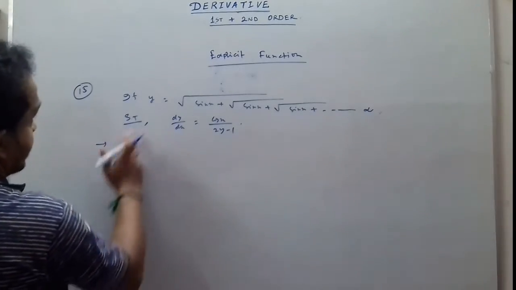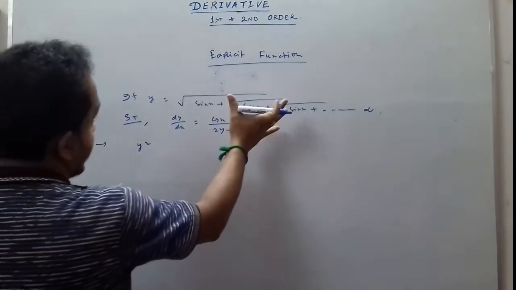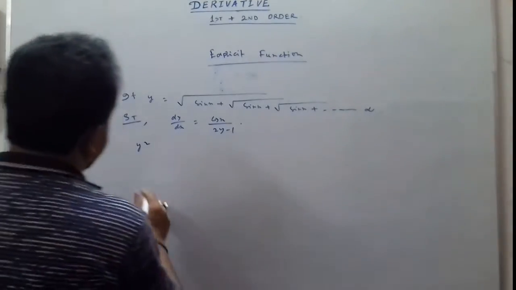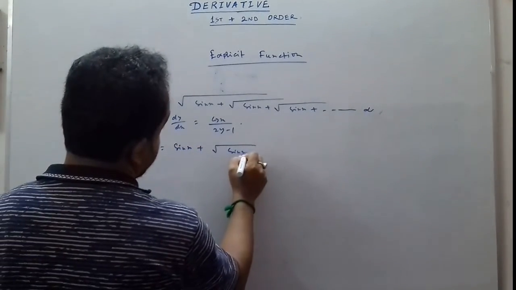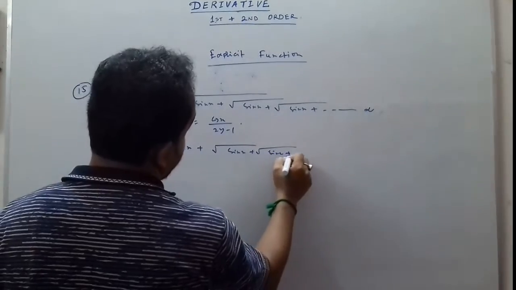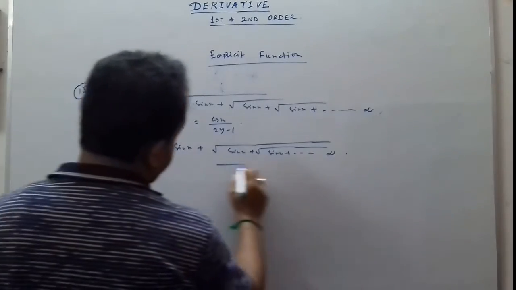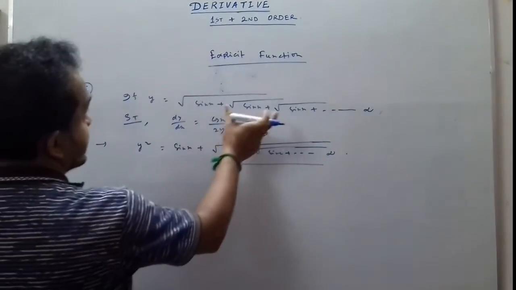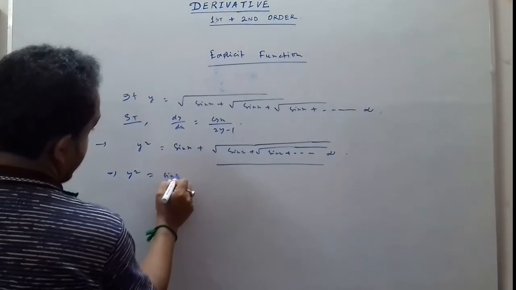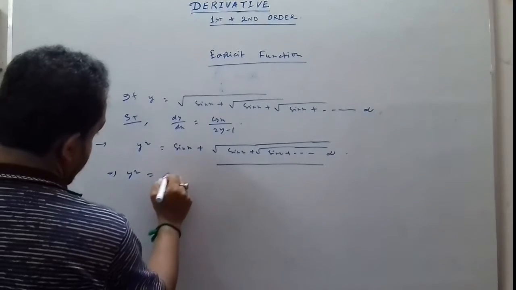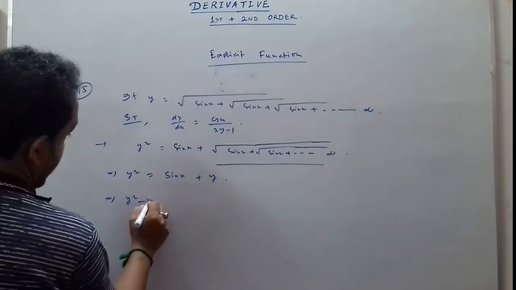Now the given function is y equal to this. Squaring on both sides, we get y square is equal to sin x plus root under sin x plus root under sin x plus dot dot dot up to infinite. Now this part can be written as y, because y is equal to this infinite expression. So we have y square is equal to sin x plus y.